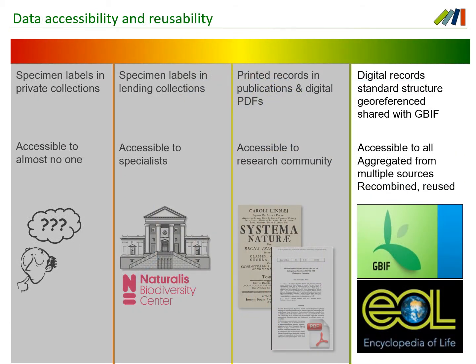So let's spend a moment to think about the data we have available on which species have been observed where and when. Proceeding from right to left, the most accessible and useful records are available as parsed digital text that can be queried through one or more databases. The Global Biodiversity Information Facility, GBIF, is the largest such database of aggregated species occurrence records.